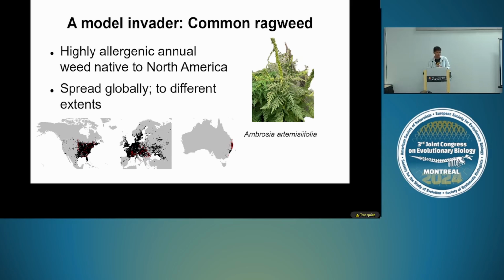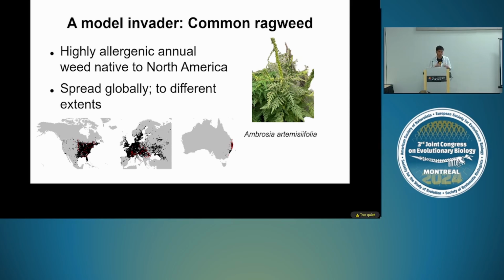So for the purposes of this study, we're considering three different ranges. The native North American range, the European range, which is also invasive but was invaded much earlier, and throughout which ragweed is a lot more widespread, and the Australian distribution, which is a lot more restricted.